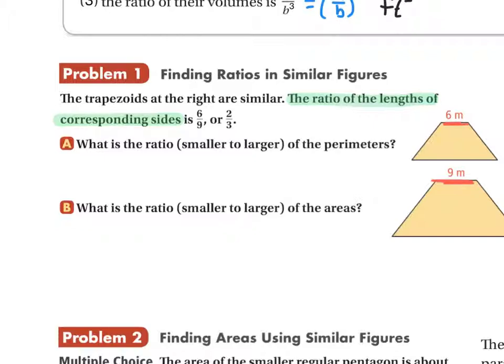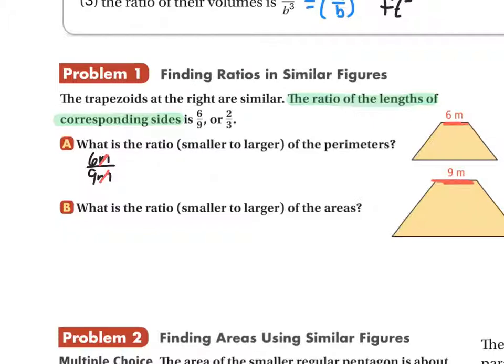Okay? And so what we're going to do is we're going to take our two ratios. They say small to large, so I'm going to say 6 meters over 9 meters, and I need to reduce that down. Now, one thing I hope you notice is that meters are going to cancel.